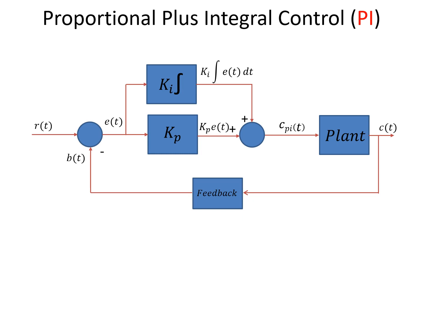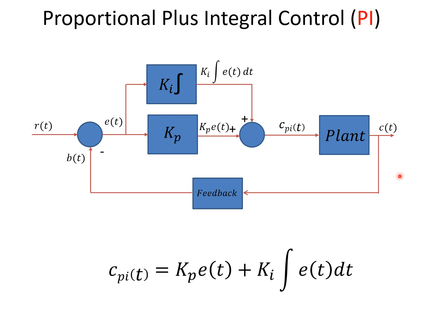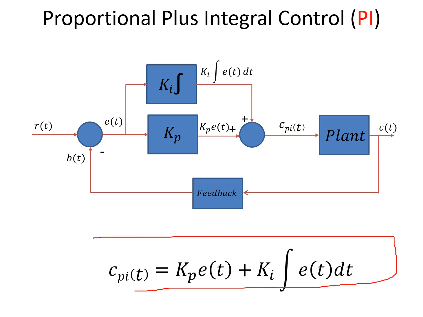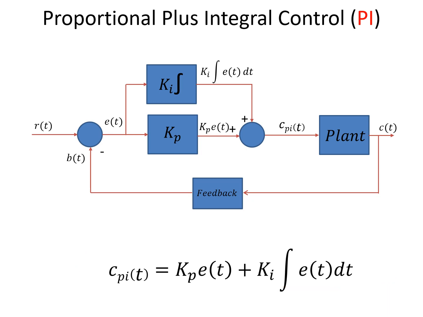This is the basic block diagram of a proportional plus integral control, a combination of proportional and integral, which is represented as PI. As you can observe here, we have combined integral and proportional operation together using an adder. Kp and Ki are the proportional and integral constants, which generate the output Cpi. Cpi of t is equal to Kp into E of t plus Ki into the integral of E of t dt. So try to remember this expression for the PI controller.